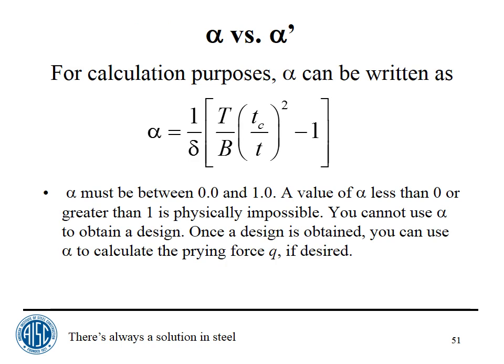Okay, for calculational purposes, you can either calculate M1 and M2 as in a previous slide, or you can substitute the values for those into the formulas and come up with this value for alpha. Alpha is equal to 1 over delta, T over B, times the quantity T sub C over T squared minus 1. Alpha must be between 0 and 1. A value of alpha less than 0 or greater than 1 is physically impossible. You can't use alpha to obtain a design. Once a design is obtained, you can use alpha to calculate the prying force if you want it.